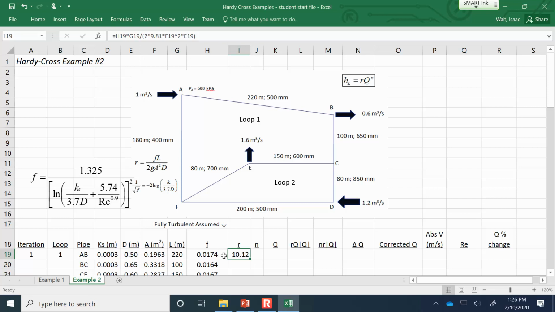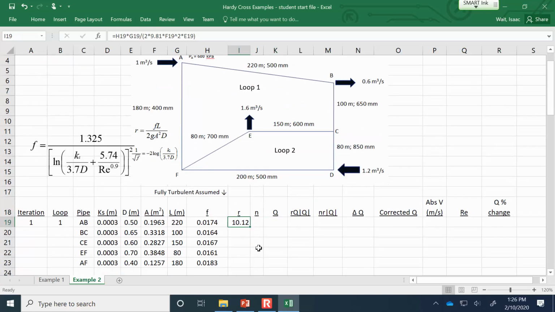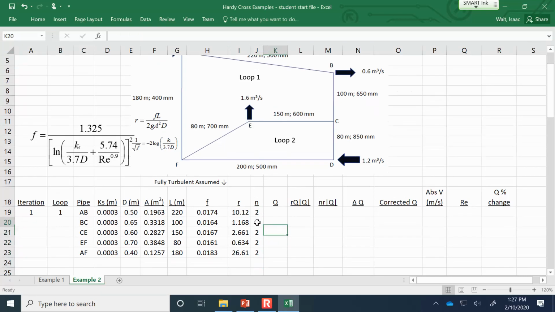So it's not totally meaningless. It's something that goes into a pretty important equation. It's just the aggregation and simplification of part of the Darcy-Weisbach equation. All right, so we can drag that down through all of the pipes. And then N is 2 because we're using the Darcy-Weisbach equation. It would be 1.85 if we were using Hazen-Williams.